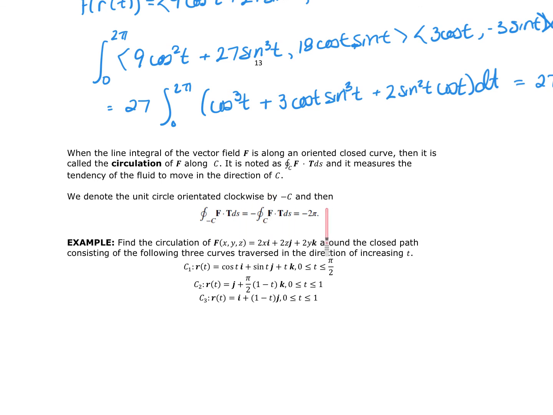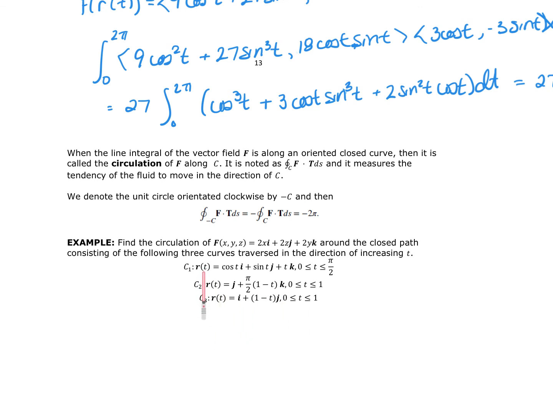I always think of the lazy rivers, you know. And anyways, of course, with the negative, we get this, and we get negative 2 pi, so that's kind of cool. Find the circulation around this closed path consisting of each one of these pieces.